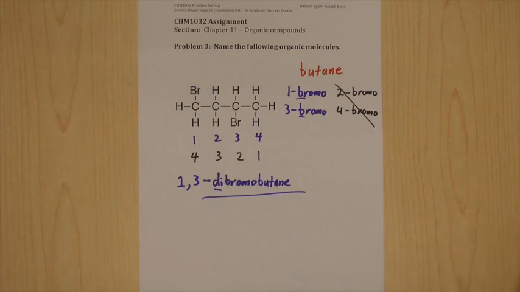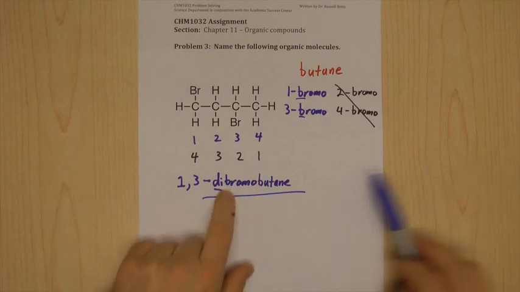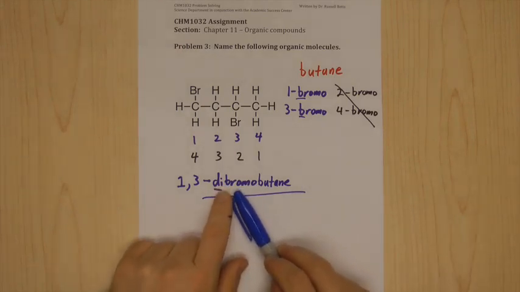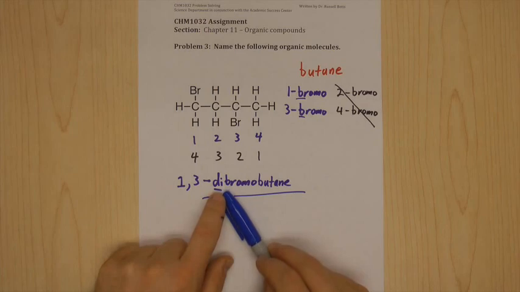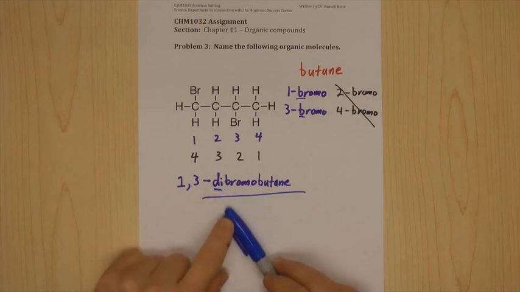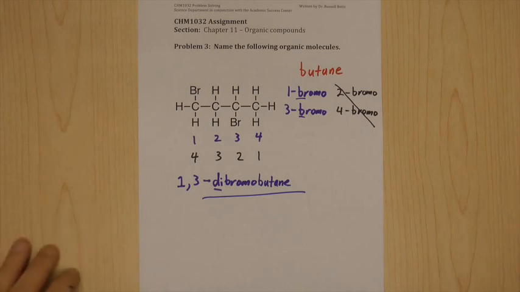Okay? Now, one last point before I let you go. When you're putting the substituents in alphabetical order, you don't consider the prefix, the di, tri, tetra, whatever. You only ever consider the first letter of the substituent name. So the BR. Okay? And other problems that'll become important. All right?